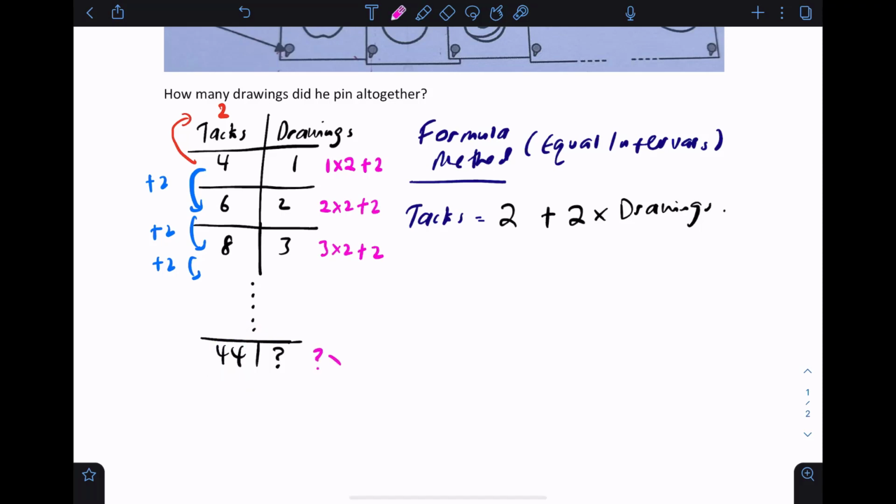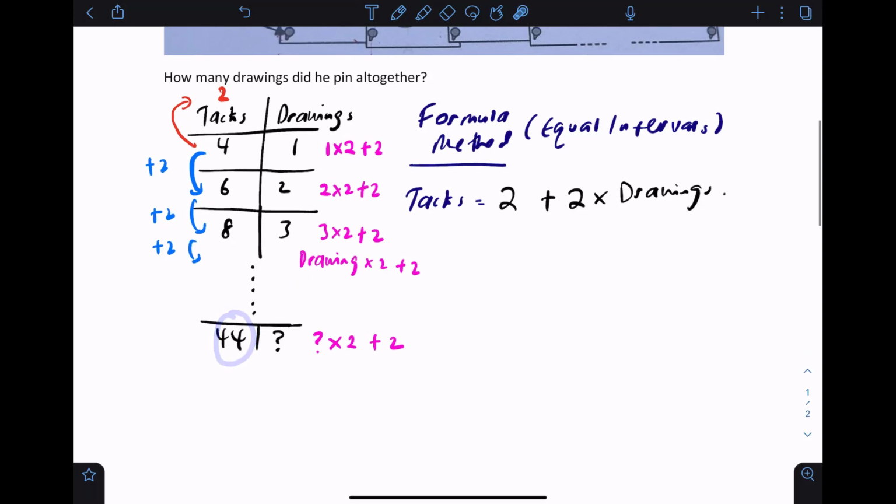Alright, so how do we get the number of drawings for 44 texts? What times 2 plus 2? Because this is the number of drawings, right? So remember, the formula says that it's drawings times 2 plus 2. This will give you the number of texts. So how do we get 44?